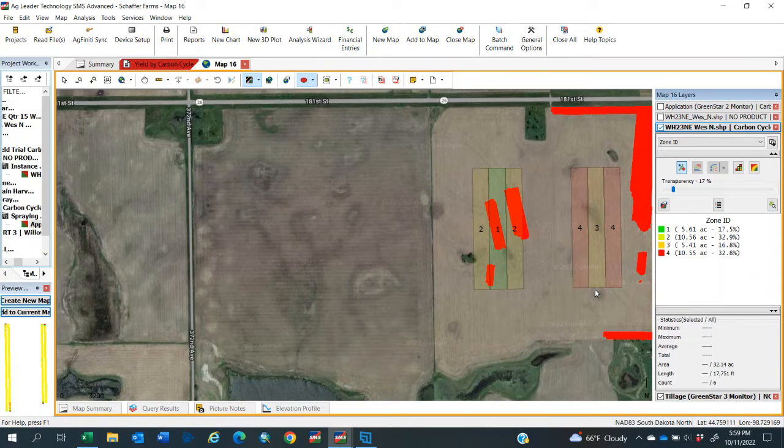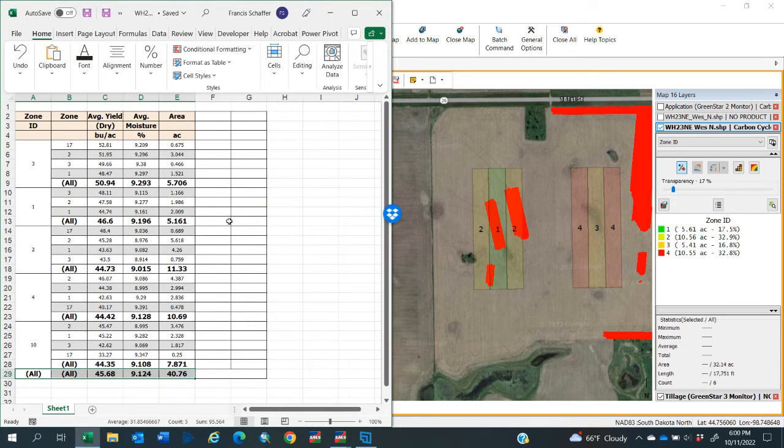So keep in mind that when you're doing a test, there might be some historical management that affects the test results, and you've got to somehow figure out, okay, what is causing this difference? Is it only what we're testing, or is it some historical management practice? As you can see in summary, the carbon cycle definitely produced a yield benefit well above cost of application.